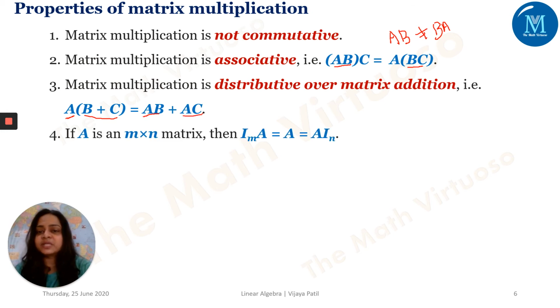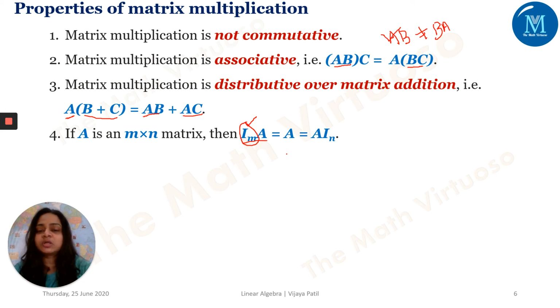So matrix multiplication is distributive over matrix addition. If A is an m cross n matrix, then this also holds good for the identity matrix of order m. So it's like this here: I_m into A is equal to A into I_n. What is this I_m? It's nothing but the identity matrix of order small m. Why is this pre-multiplied? This holds very important because matrix multiplication is not commutative.